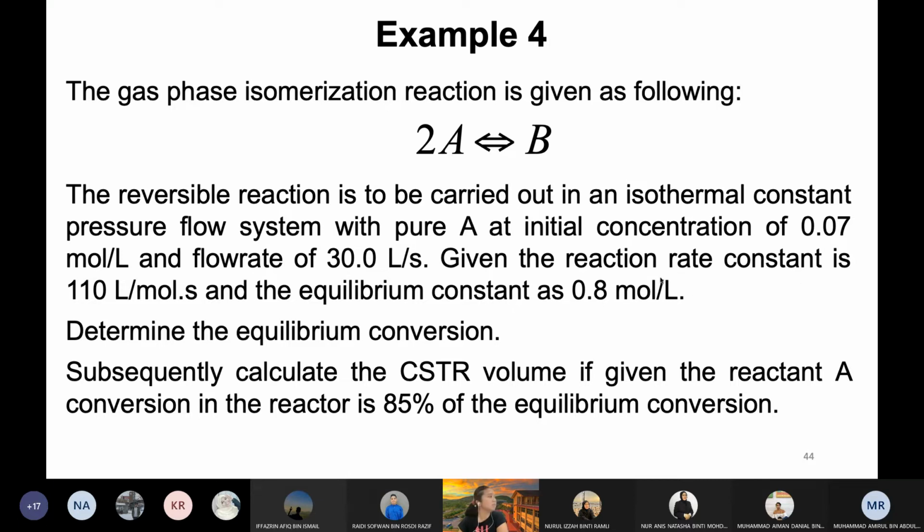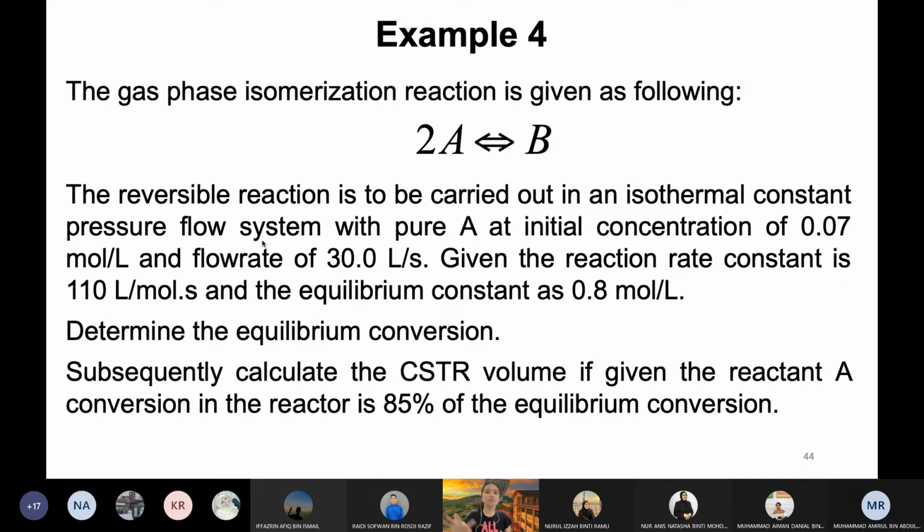Given reaction rate constant 110, equilibrium constant 0.8. So let me recap what information we know. First of all, this is gas phase. Even though they say flow system, remember it is a gas phase flow system. By now you must understand that a gas phase flow system, you already know.